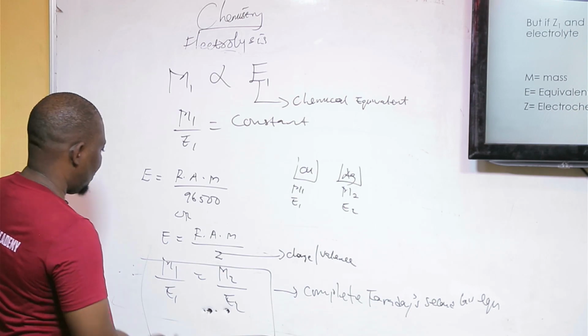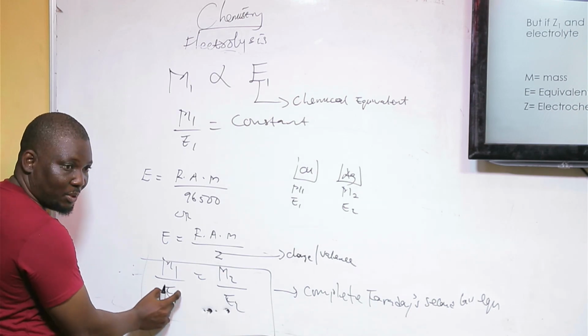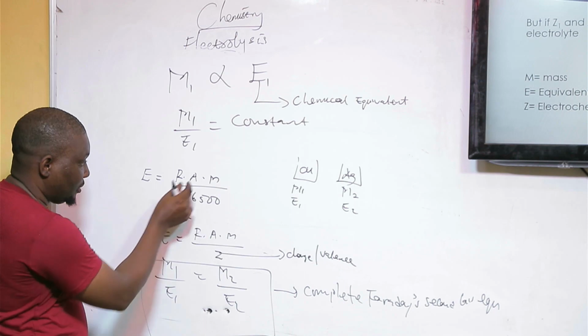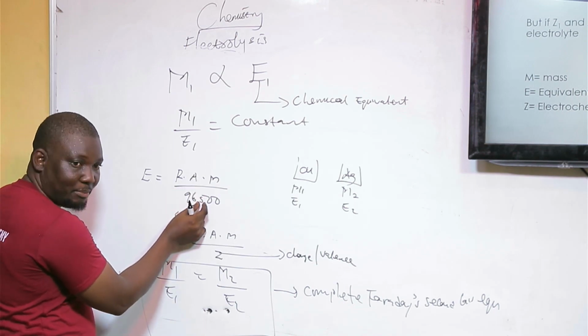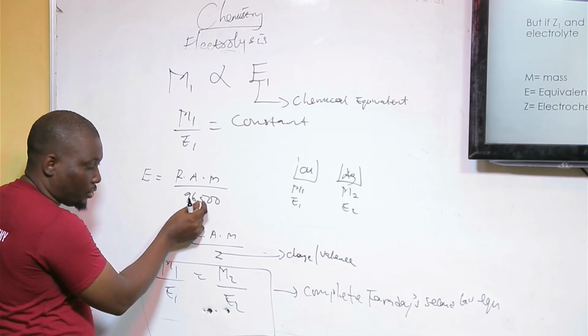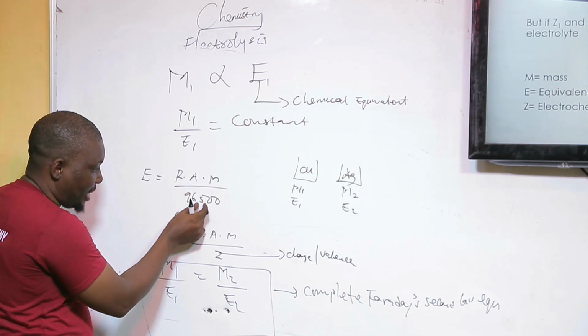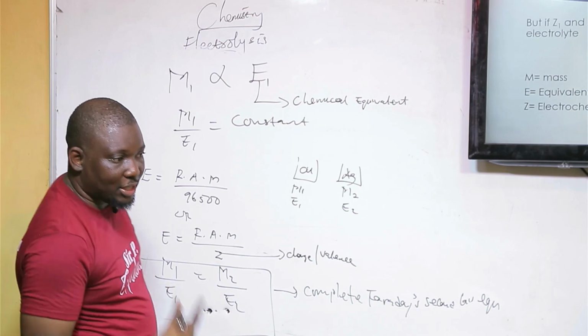But I will always know that if I want to know my chemical equivalent for any metal, I will take the atomic mass of the metal and divide by this. Or if I don't want to divide by this, I can divide by the valence or charge on the metal.